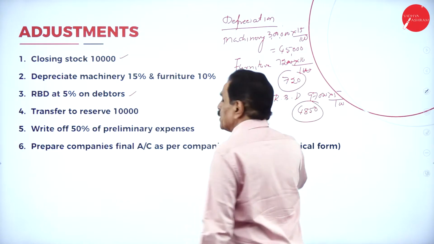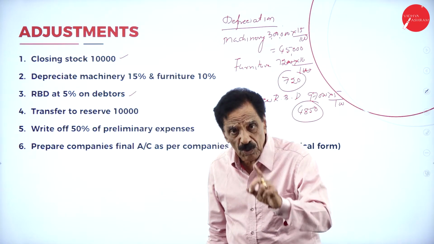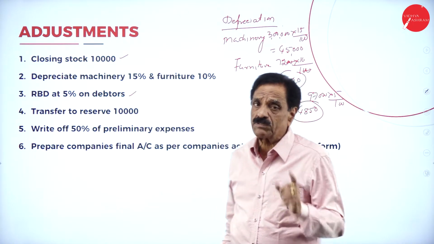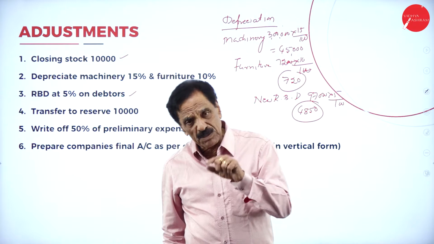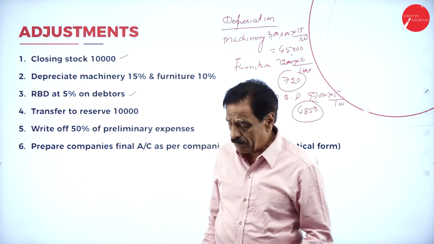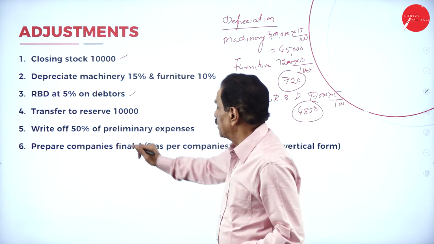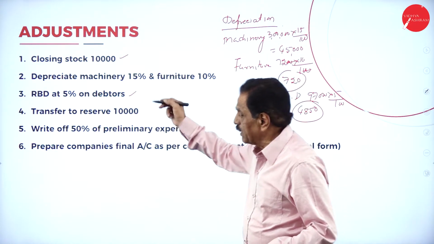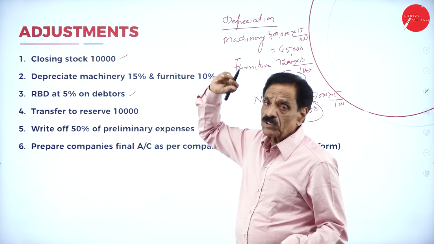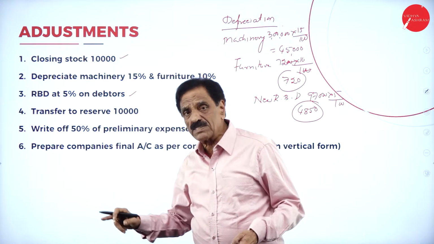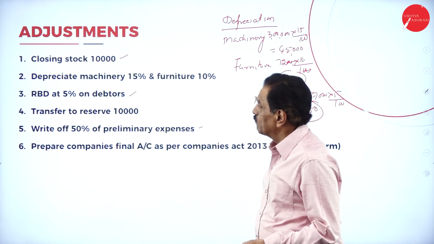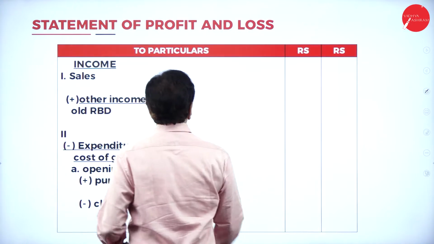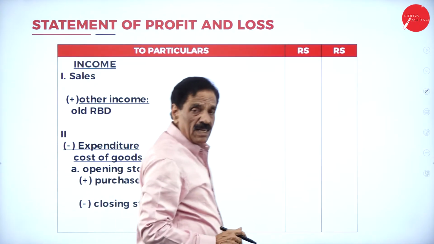What is the formula? Bad debt plus new RBD minus old RBD. Then write off 50% of preliminary expenses. First it will come on the expenditure side, then it should be shown on the asset side, or deducted from the reserve and surplus.